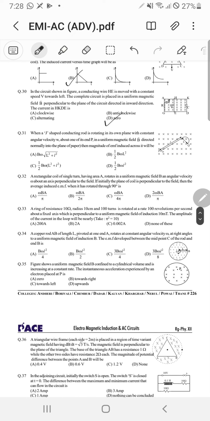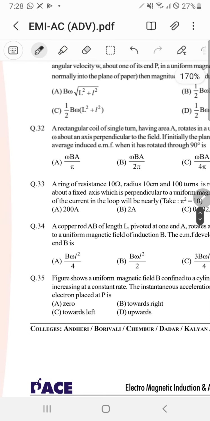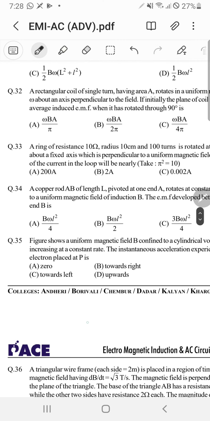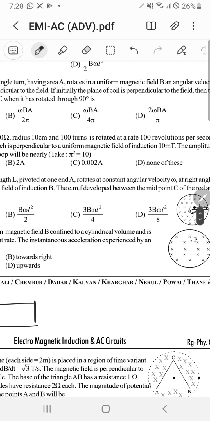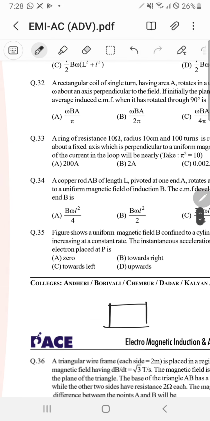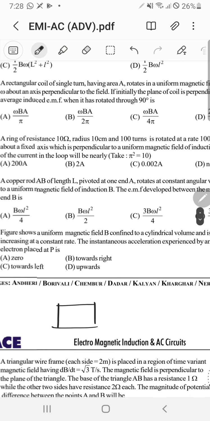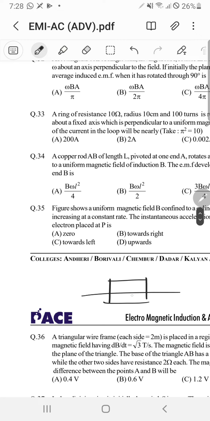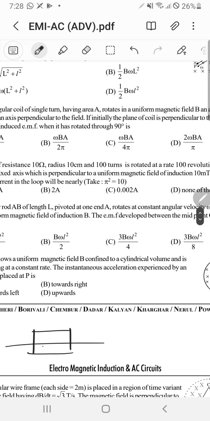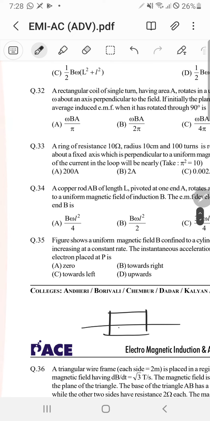Okay, next question. A rectangular coil of single turn having area A rotates in a uniform magnetic field B with angular velocity omega about an axis perpendicular to the field. This is the axis, and the field is perpendicular to it. Okay, cool, no big thing. If initially the plane of the coil is perpendicular to the field, oh, that's nice. So no flux.